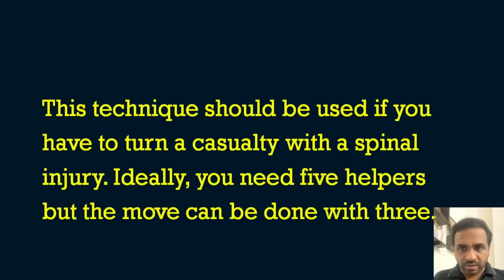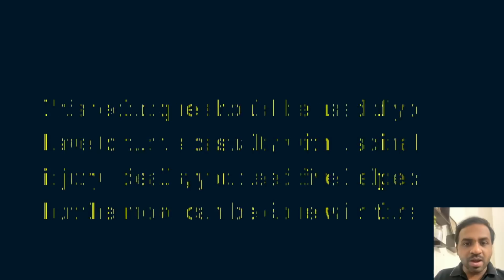This technique should be used if you have to turn a casualty with a spinal injury, and ideally you need 5 helpers, but the move can be done with 3 members also. So the minimum requirement is 3, and usually you need 5 members, but if only three members are present, the log rolling technique can be done without causing any harm to the patient. That's all regarding the log rolling technique.